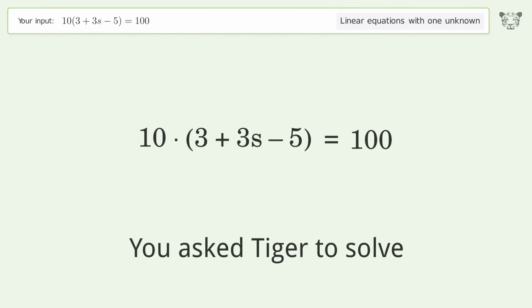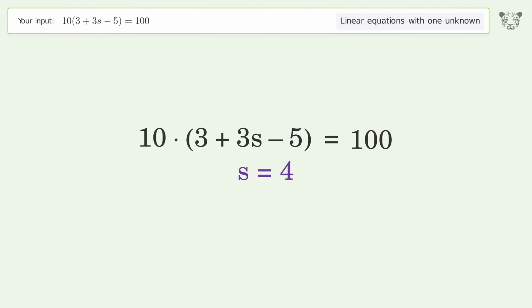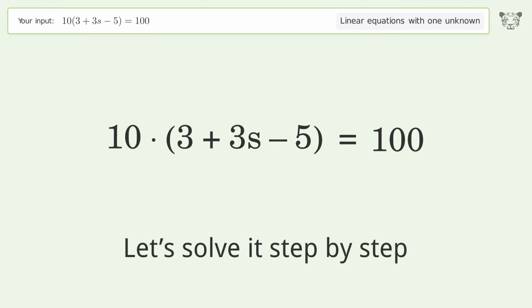You ask Tiger to solve. This deals with linear equations with one unknown. The final result is s equals 4. Let's solve it step by step.